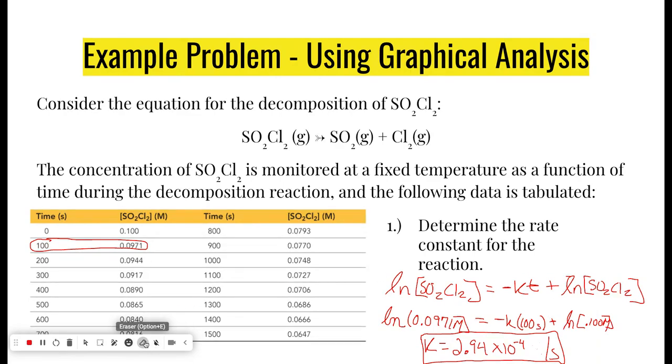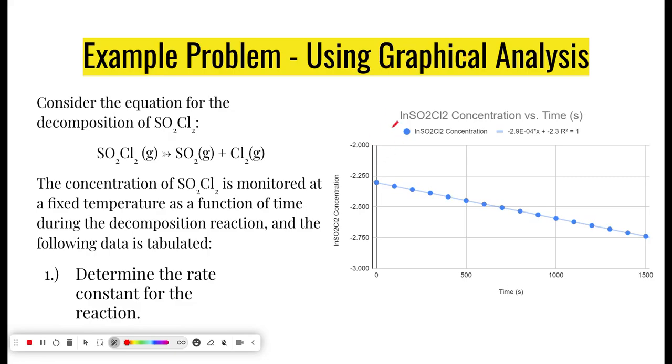Now, again, let's take a look and see how it would have been easier just to use the graph. All right, everyone, as you can see, I have brought back the natural log of the SO2Cl2 concentration versus time graph. Again, we're using this because we determined that the reaction is indeed first order based off our correlation coefficient being closest to 1. Now, again, I just wanted to show you guys how we could use this to determine the rate constant in a much faster sense.